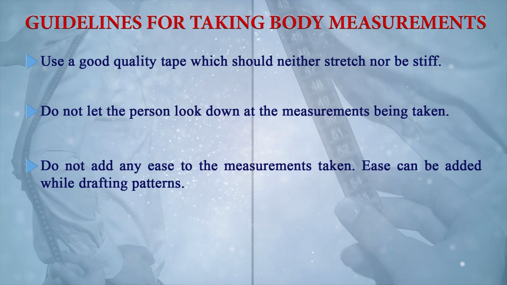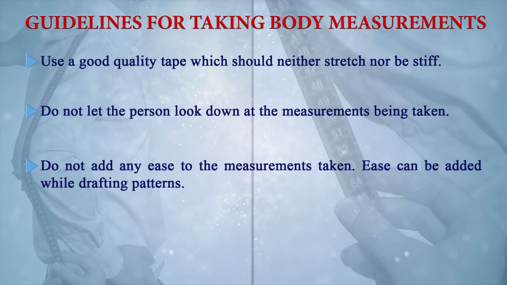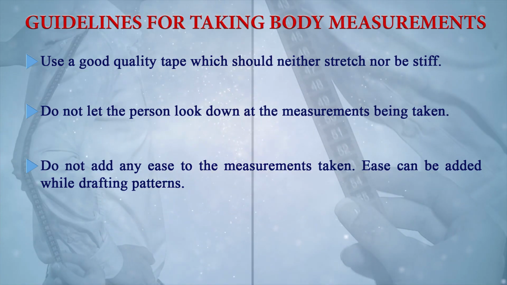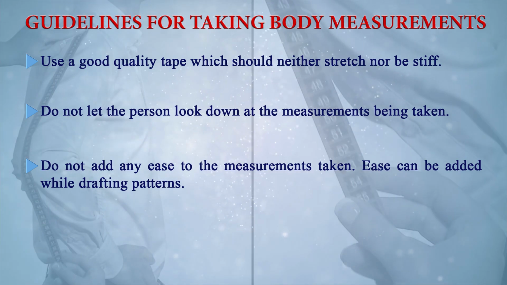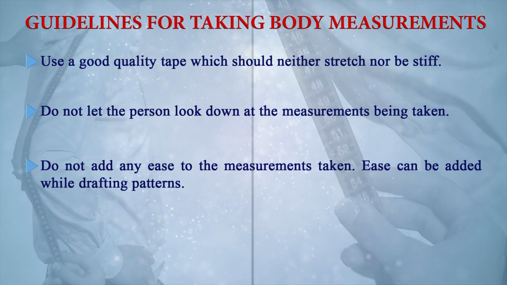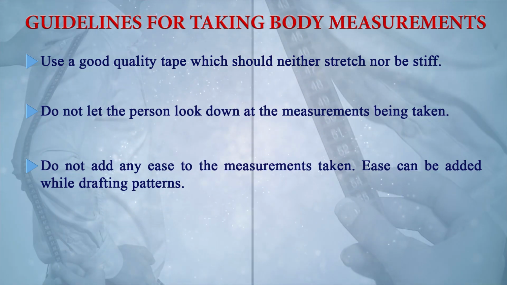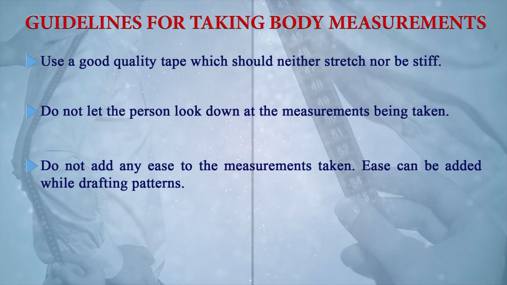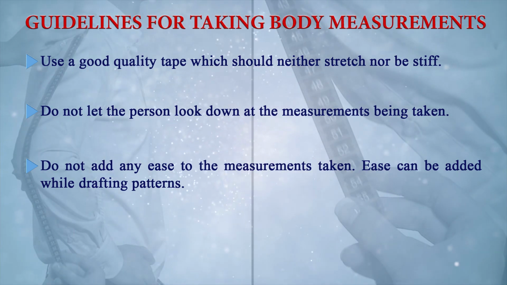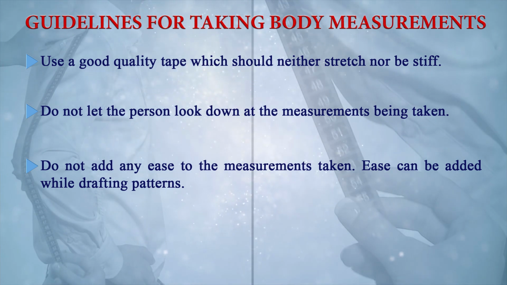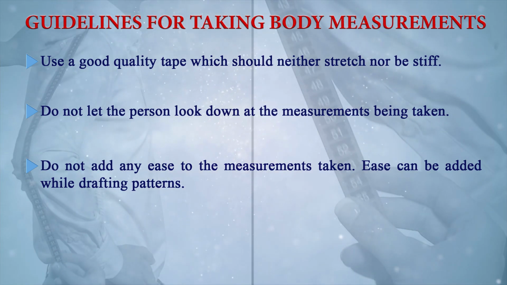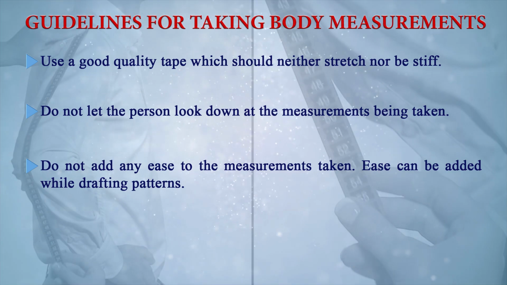Then do not add any ease to the measurement taken. When we take a body measurement to create a pattern, we take the exact measurement. If we are taking the waist measurement and it is 28, it should be written as 28, not as 30, or as 25 or 26 if we want to decrease. It should be taken accurately, with a finger's ease, and written that way only. No ease or extra margin should be given during the measurement. Ease can be added while drafting a pattern, whichever method you are using.